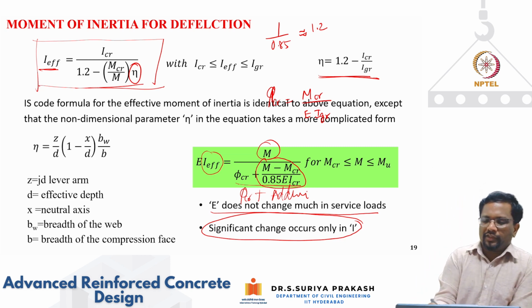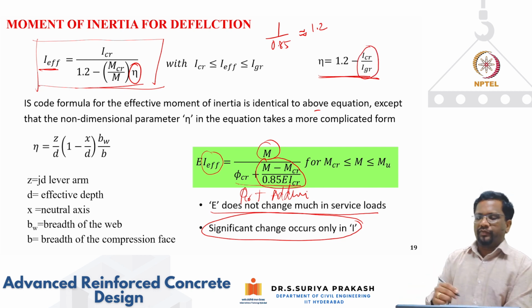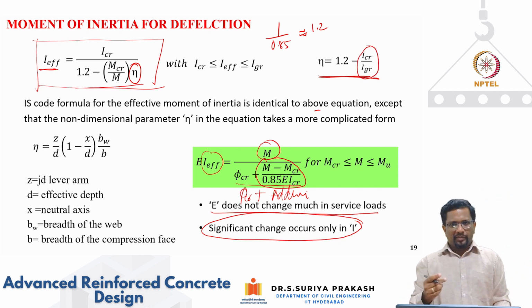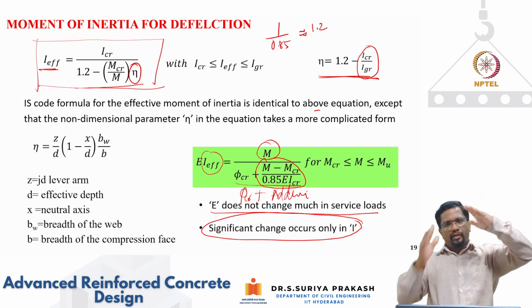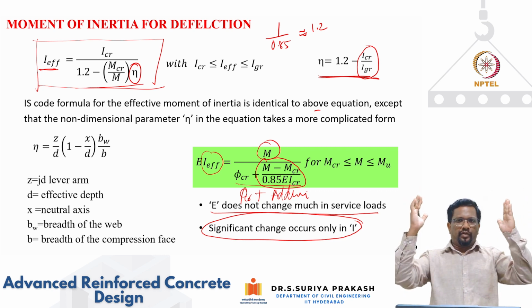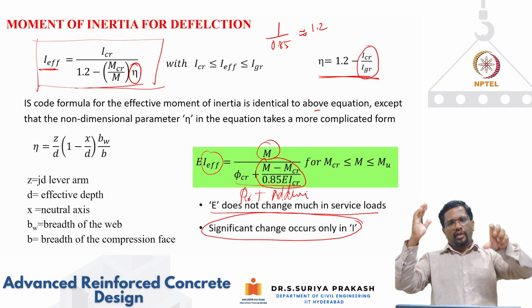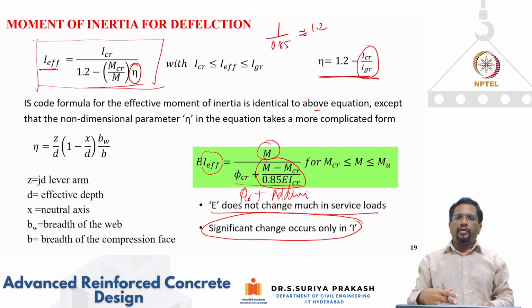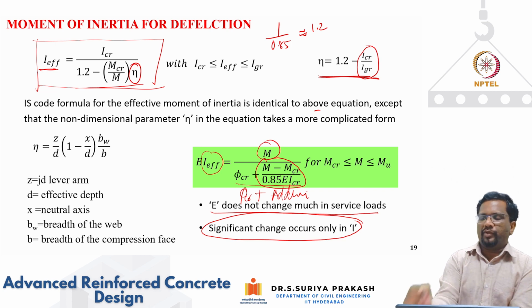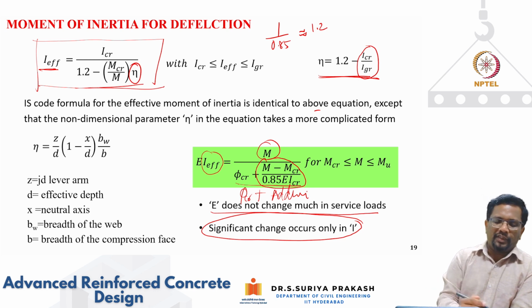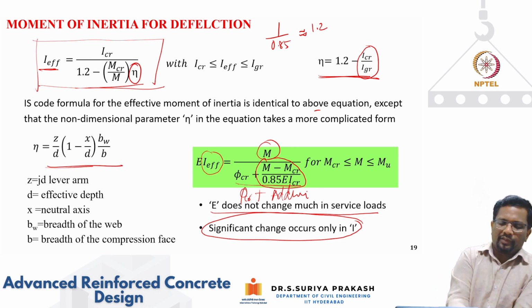Now, what the IS code is saying is, can I relate this relationship between cracked moment of inertia and gross moment of inertia as a function of your neutral axis depth? This is what we have done for a rectangular section. Now, when I have a flanged section, I will have a large compression width, so your neutral axis will further go down. So somehow I can bring in and find a simplified expression for the relationship between I cracked and I gross. That is being expressed in terms of this simplified expression, which is given as lever arm in moment resistance.